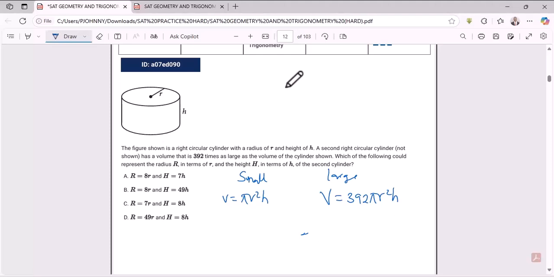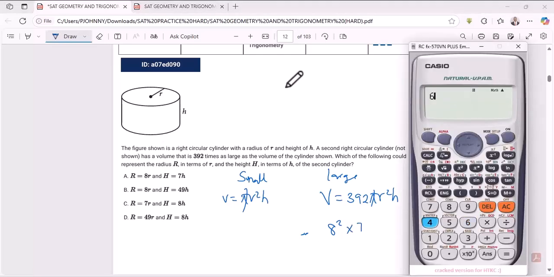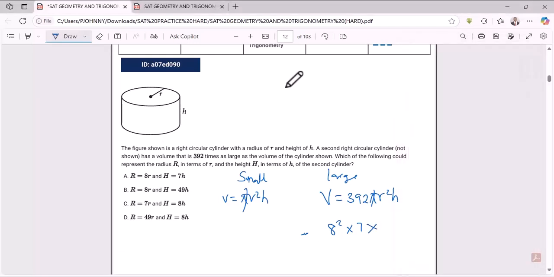So pi cancels pi, so the basic control that we want to see here is r squared and h should give us 392. So 8 squared times 7: that's 64 times 7, 448. So radius cannot be 8 while height is 7. So this is out, and the other one with radius 8 is definitely out as well.